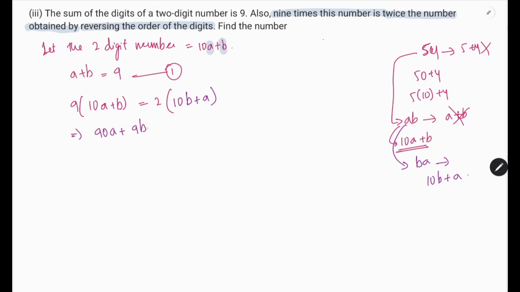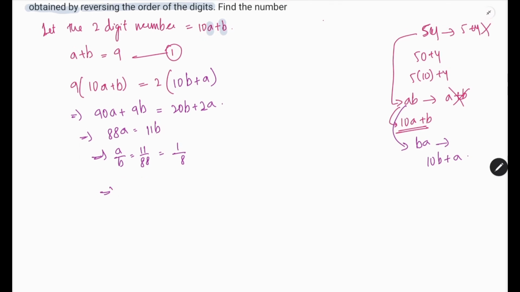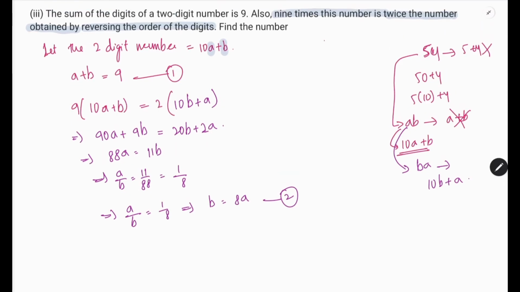90A plus 9B equals 20B plus 2A. You subtract this. 90A minus 2A is 88A. 88A equals 20B minus 9B, which is 11B. Here A by B equals 11 by 88. That is 1 by 8. Okay. Here we got the second equation as A by B equals 1 by 8. So when you cross multiply, you get B equals 8A. You take this as the second equation.